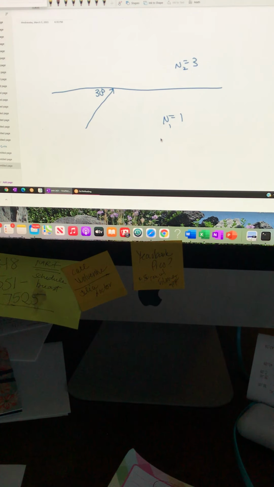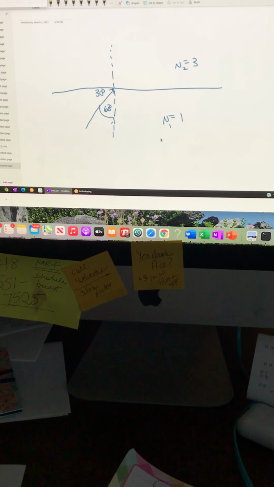Yeah, I know, that's terrifying. Folks, would they do this? Yeah, they would. Guys, it's just 60 degrees. That's it. That's your angle of incidence.